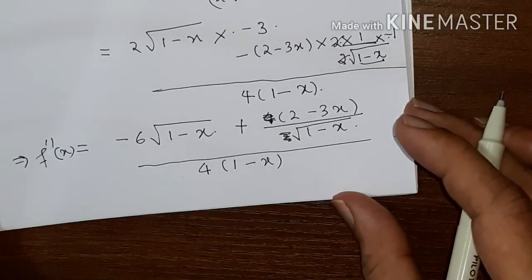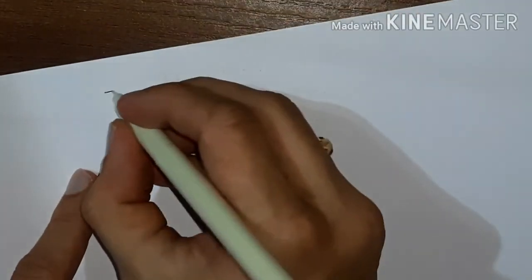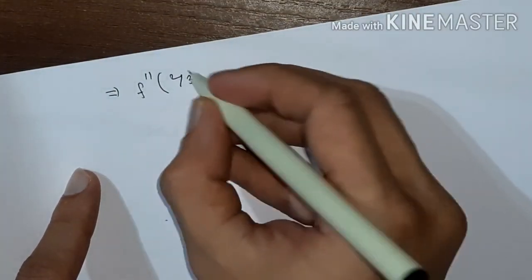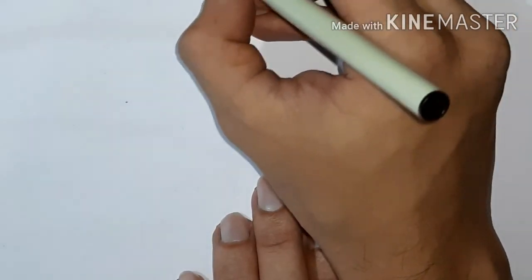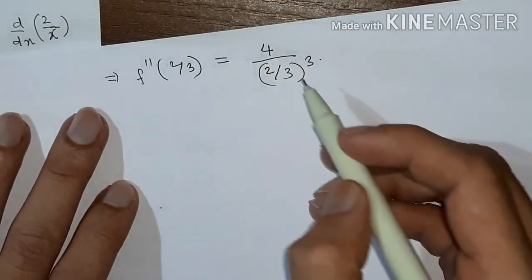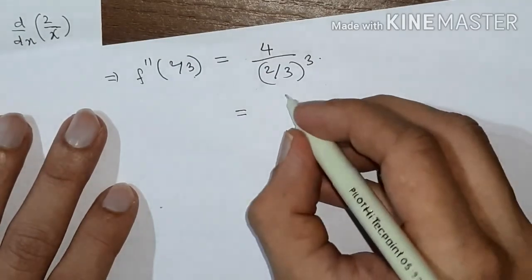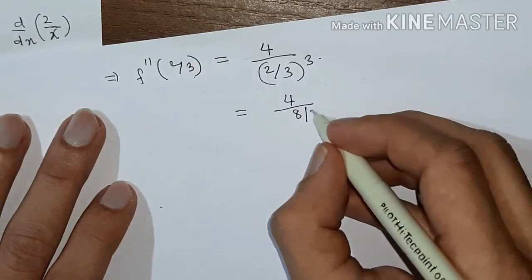Now let us find out f double prime of x at x equal to 2 by 3. So f double prime of 2 by 3. Now that is what? Just substitute: 4 divided by 2 by 3 the whole cube. So f double prime of 2 by 3 is equal to 4 divided by 2 by 3 the whole cube. That is nothing but 4 by 2 cube, which is 8, and 3 cube is 27.